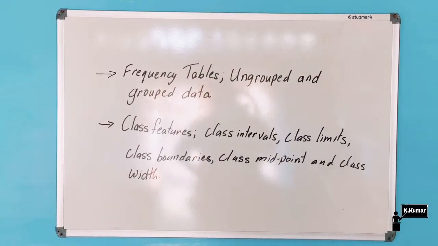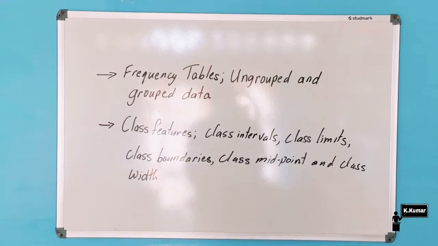In this lesson, we're going to look at frequency tables, and we're going to construct frequency tables for both ungrouped and grouped data. And after we're finished with frequency tables, we're going to go to the class features, and those would come from the grouped data frequency table. Those class features are class intervals, class limits, class boundaries, class midpoint, and class width.